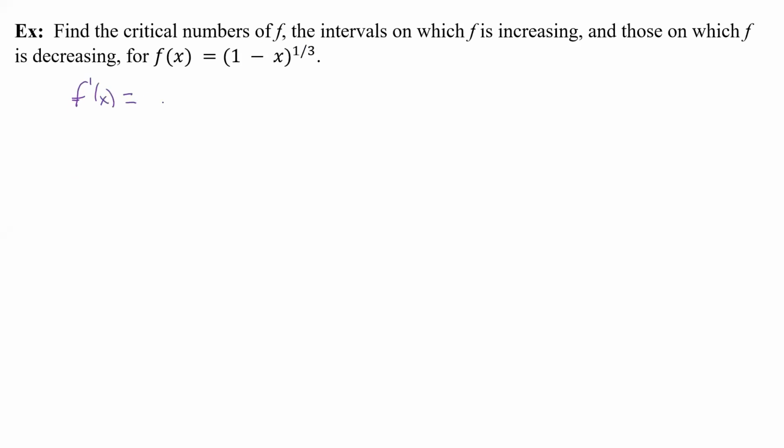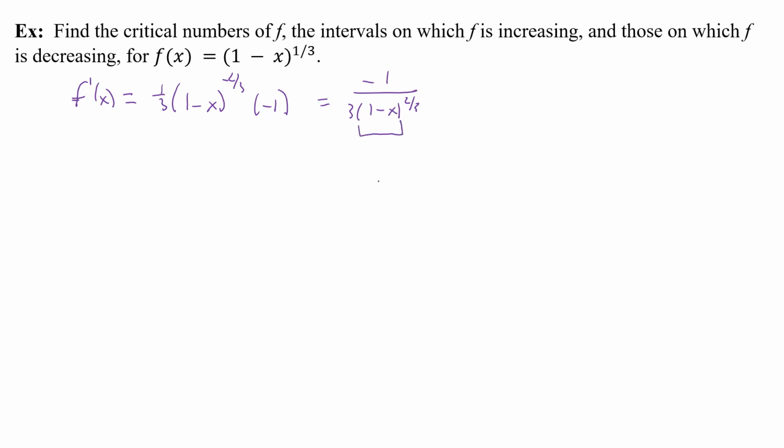If we take that 1/3 down in front, we get 1/3 times (1 minus x), and now it's going to be what? To the negative 2/3. Now the derivative on the inside is going to be a negative 1. And so if I rewrite that, that's going to be a negative 1 over 3 times (1 minus x) to the positive 2/3. Okay, so that's rewritten in the form where we can use it best.